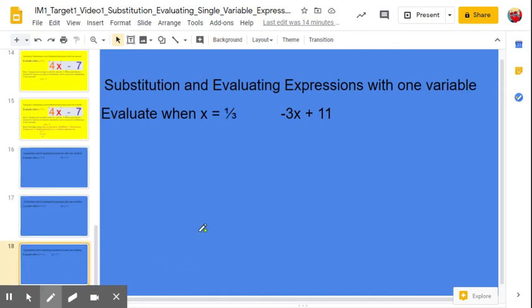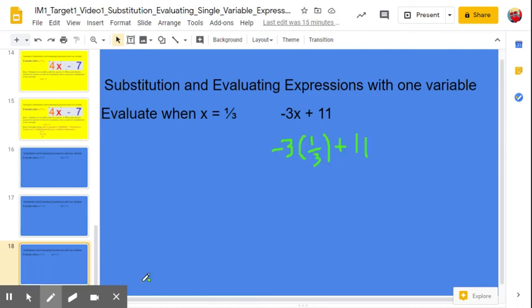All right, last one. So evaluate the expression negative 3x plus 11 when x equals 1/3. So I gave you a fraction here. You may want to write this one out if you're doing the other ones in your head. Go ahead and try this one out.